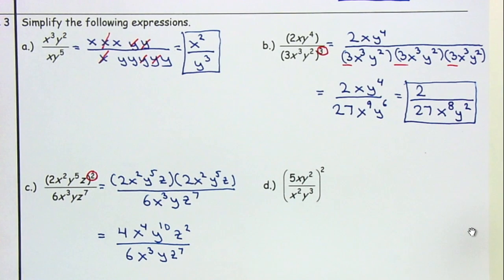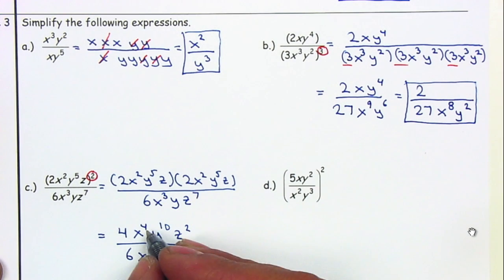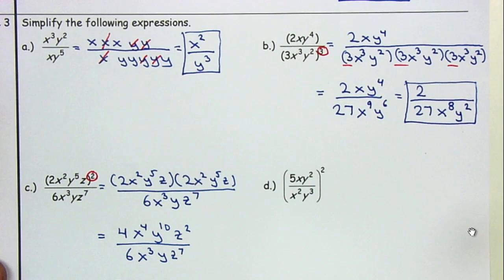I'm going to reduce my fraction. Is there a number that divides 4 and 6? I can divide by 2. So 4 divided by 2 gives me 2. 6 divided by 2 gives me 3. Now I'm going to cancel my x's. I'm not subtracting. Don't think about subtracting because you will start making little mistakes. How many x's do I have on top? 4. How many x's on the bottom? 3. How many cancel? 3 of them cancel. And I'm going to have 1 left over on top.